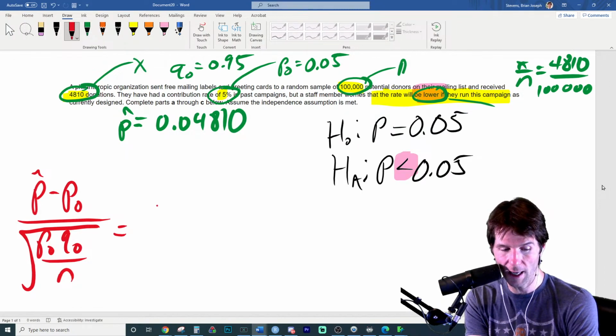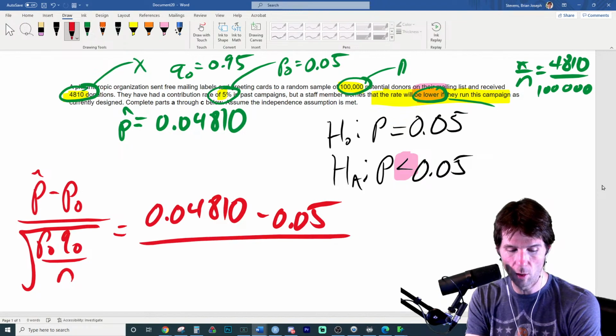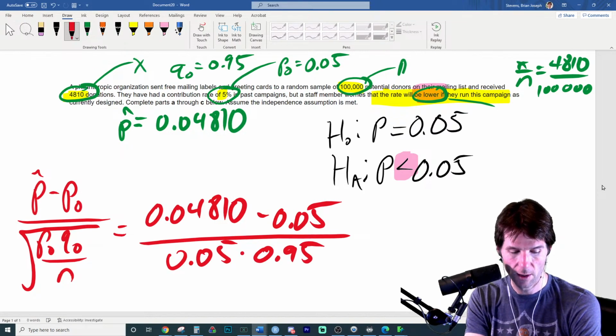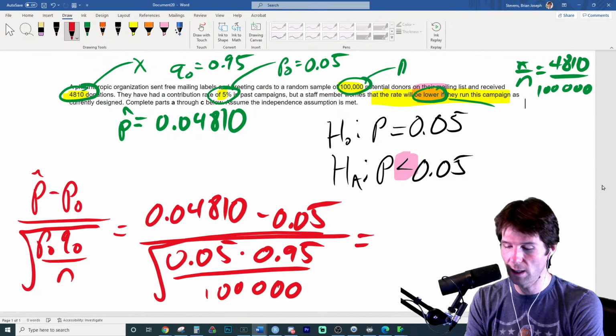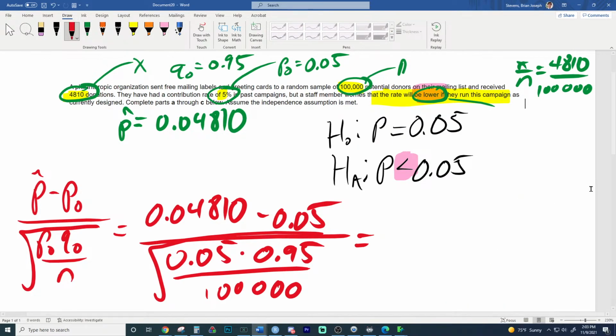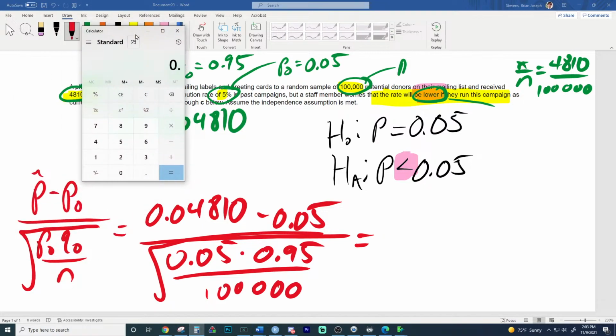And let's go look at p hat, 0.0481 minus p naught, which is 0.05, over the square root of 0.05 times 0.95 over 100,000. Ooh, it's going to be decimals. And that equals this right here. So let's go solve it. Let's go check it out. 0.05 times 0.95 divided by 100,000, square root.